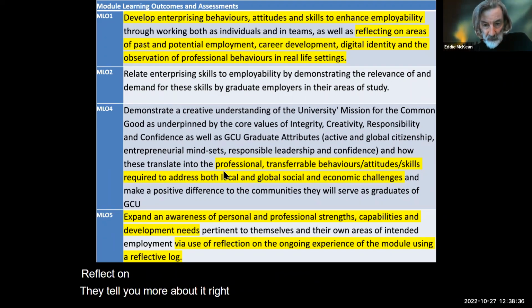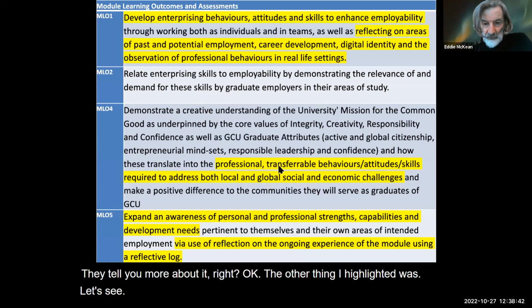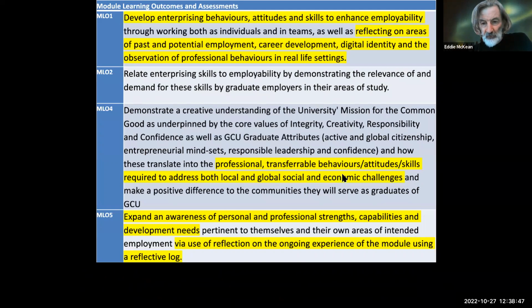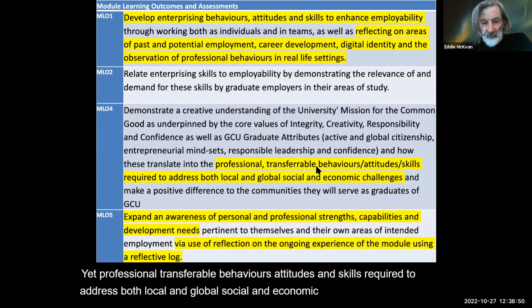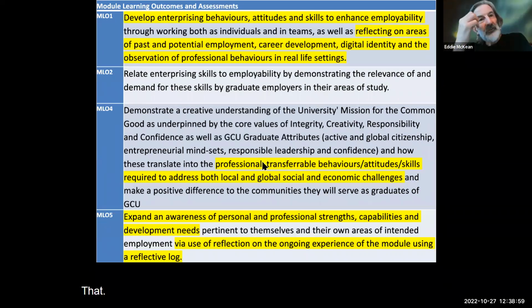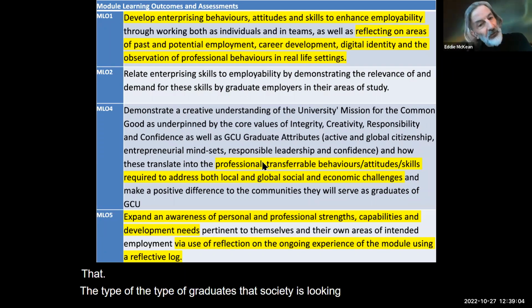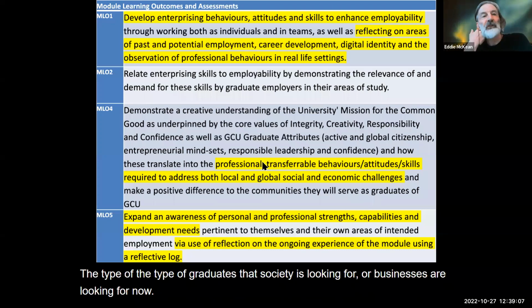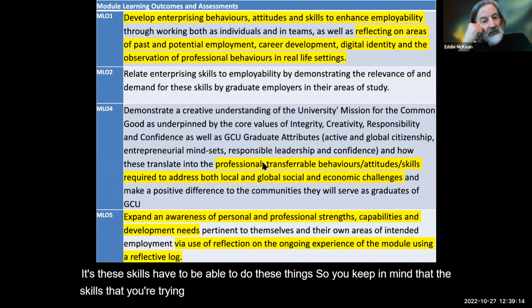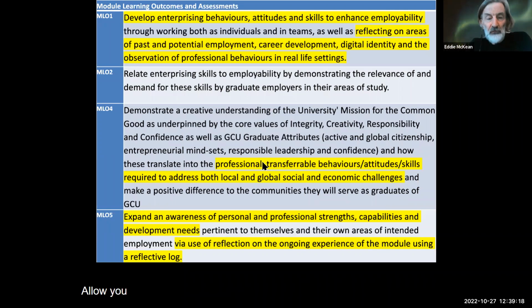The other thing I highlighted was, professional transferable behaviours, attitudes and skills required to address both local and global social and economic challenges. So that was one that I thought is really useful to know. The type of graduates that society is looking for, or businesses are looking for now, it's these skills, they have to be able to do these things. So you keep in mind that the skills that you're trying to attain allow you to tackle social and economic challenges and problems. So keep that in mind.